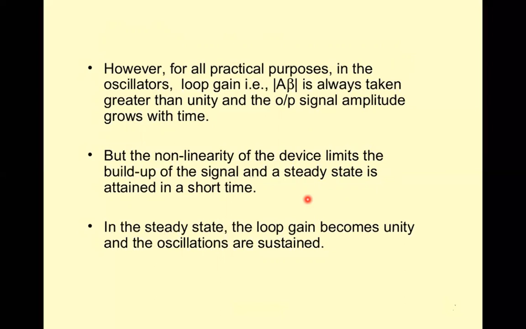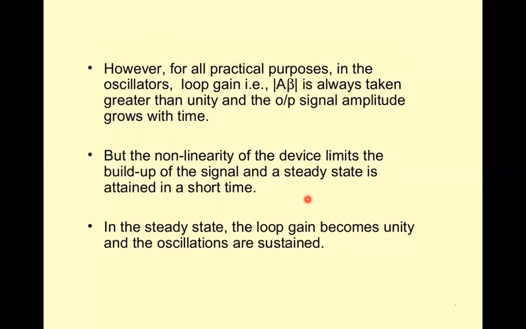However, for all practical purposes in the oscillator, loop gain, that is A beta, is always taken greater than unity, and the output signal amplitude grows with time. But the non-linearity of the device limits the buildup of the signal, and steady state is attained in a short time. In the steady state, the loop gain becomes unity and the oscillations are sustained.